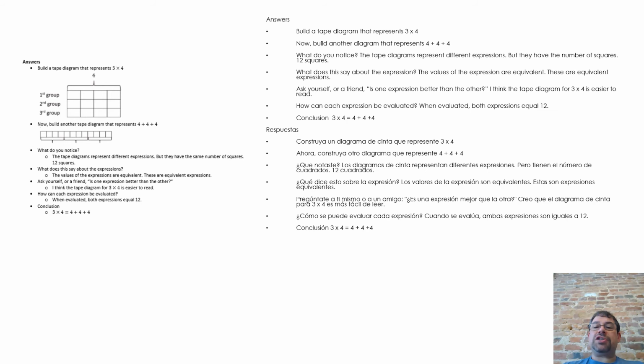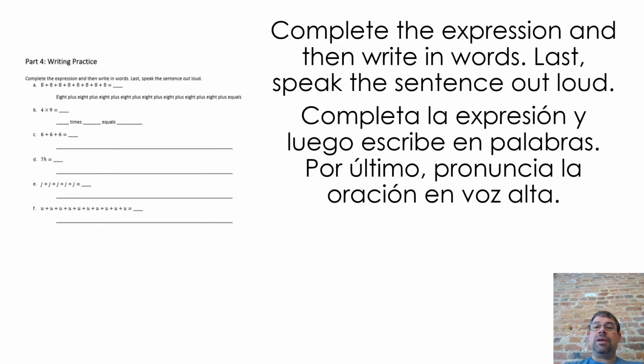How can each expression be evaluated? When evaluated, both expressions equal 12. Conclusion: 3 times 4 equals 4 plus 4 plus 4. Complete the expression and then write in words. Last, speak the sentence out loud.